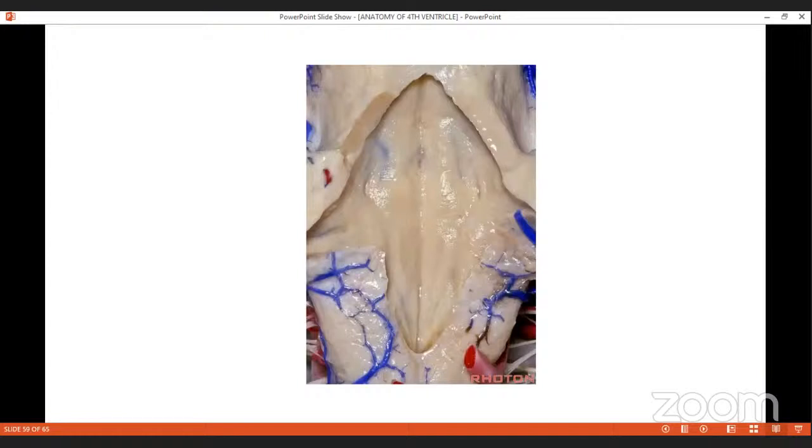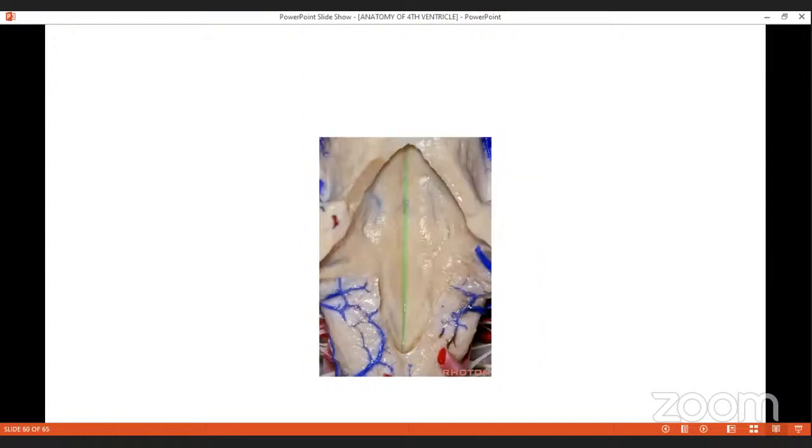So now we are talking about the floor of the fourth ventricle. This structure is... So guys, this is an easy one. What is the structure? Everybody is saying that this is the median sulcus. Okay, can we move on to the next picture? So guys, what is this yellow structure? Everybody's saying that this is the facial colliculus, good. People are right. I think the floor is comparatively easier.